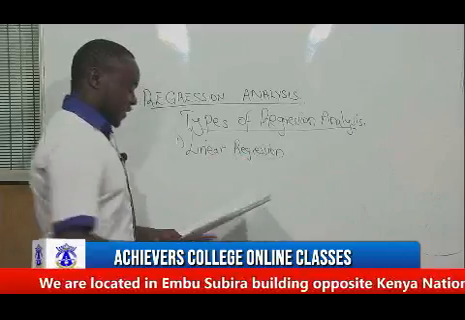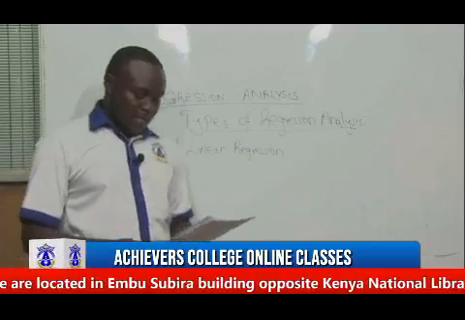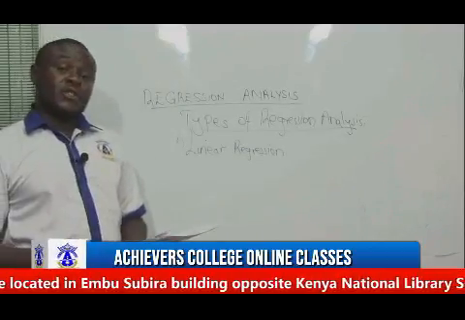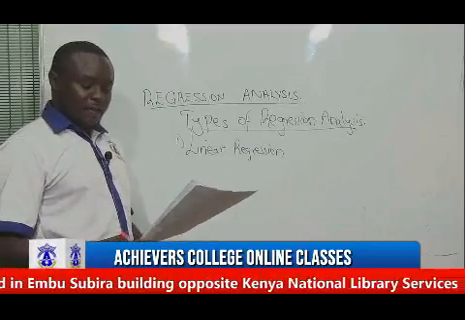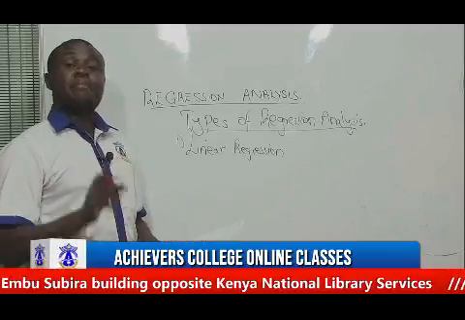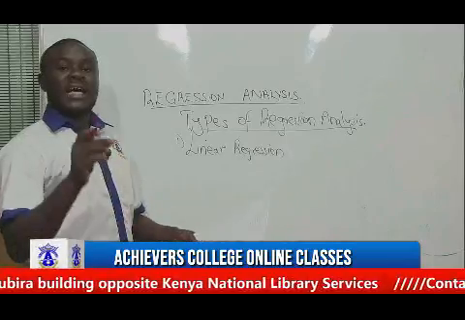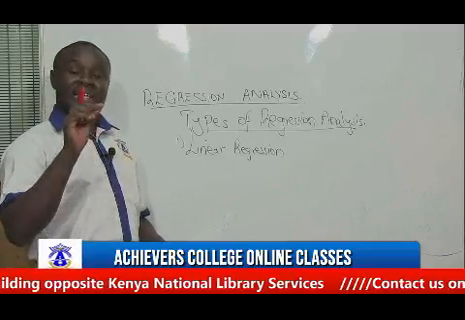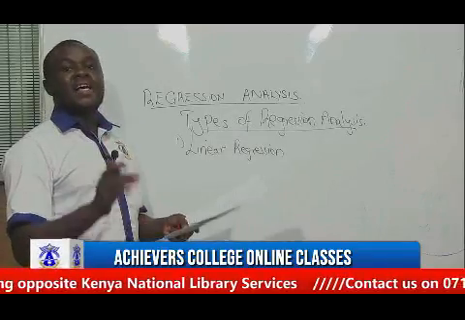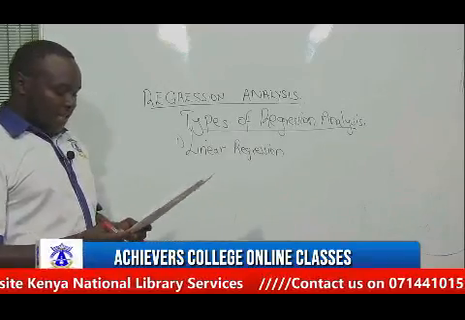Linear regression is the first one. We are saying that this is a straight line relationship between variables. That is, variables change in the same proportion. So when we have variables which are changing in the same proportion, definitely you understand that this is a linear regression.